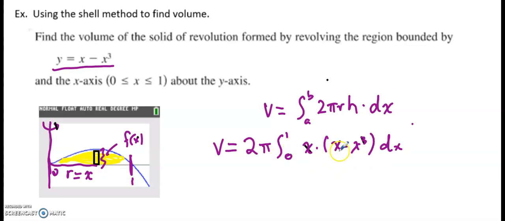And then I've set up this volume. And again, you can do this on your own. You can type that in on your calculator and Math 9 that guy if you want to. But that's just the setup.